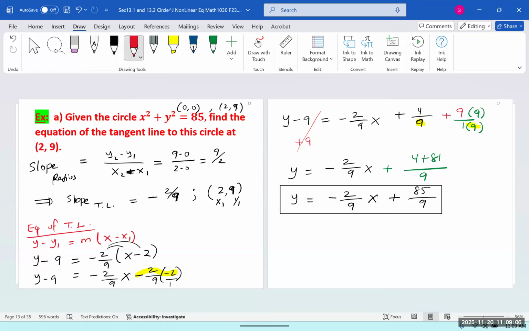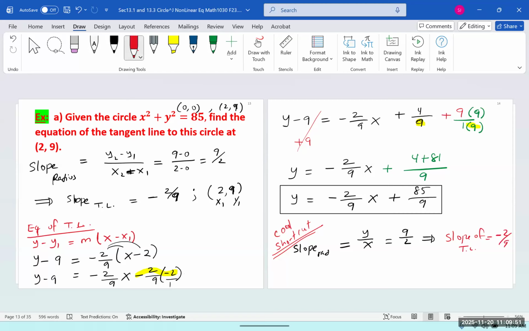Now let me show you something cool. Cool shortcut. What is this cool shortcut? First, you find the slope of the radius. Slope of the radius is y/x. So we have 9/2. That tells us the slope of the tangent line, which is negative 2/9.